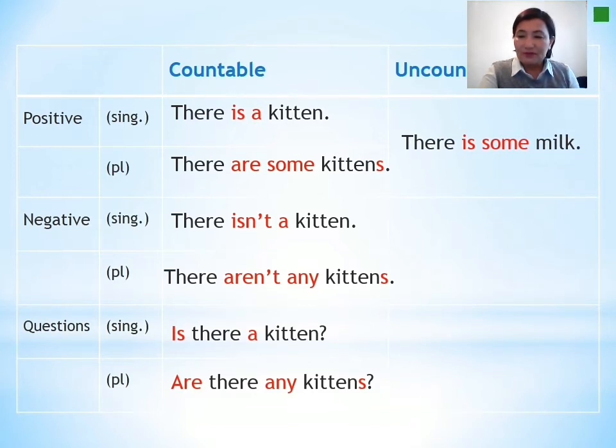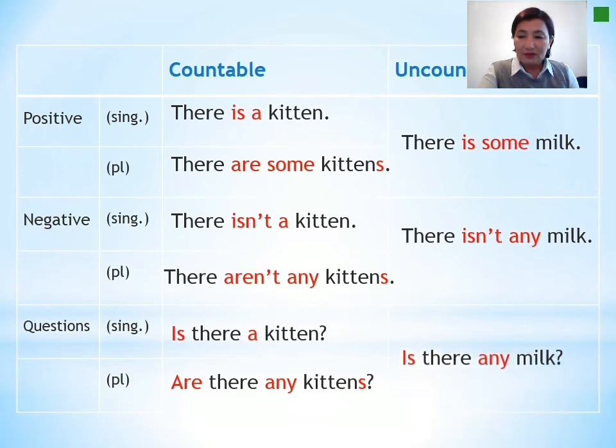Uncountable nouns. There is some milk. As you see, in uncountable nouns there is no plural form. There isn't any milk. There is not any milk. It is an uncountable noun in negative form. And the question, is there any milk? And it is also in singular form, and the question.